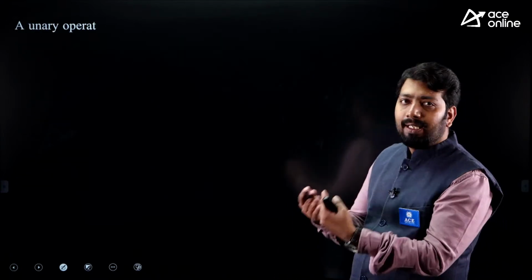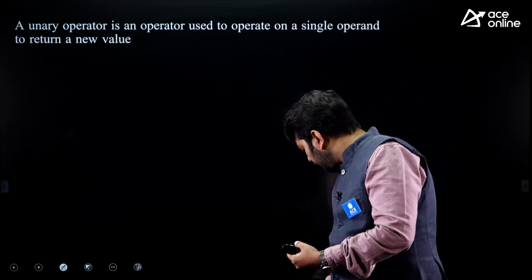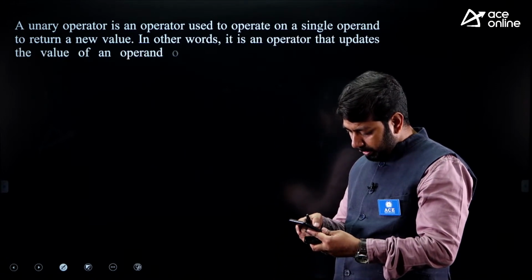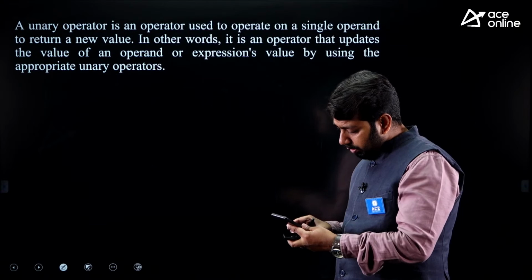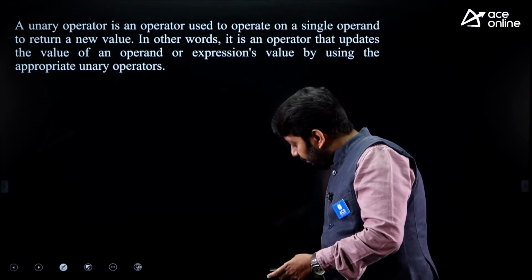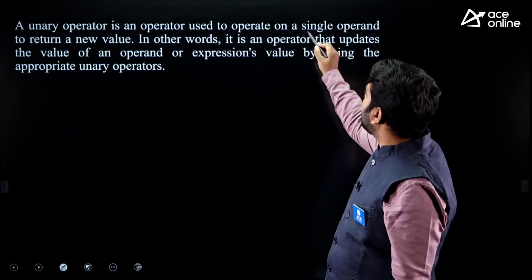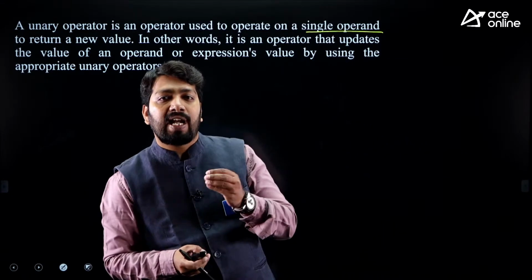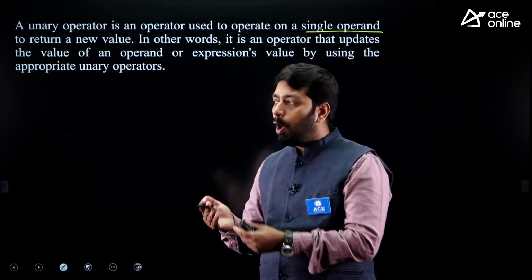Got it? So let's understand, or let's discuss unary operator in detail. Let me see if there is any other comment now. Okay, let me see. Live chat. Welcome, Parathishwar. Okay. So a unary operator is an operator used to operate on a single operand. It doesn't require two operands like arithmetic operators. It requires only a single operand. Fine. So based on the single operand, it performs some operations.